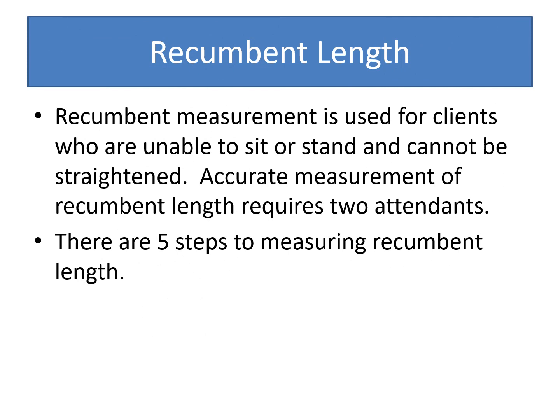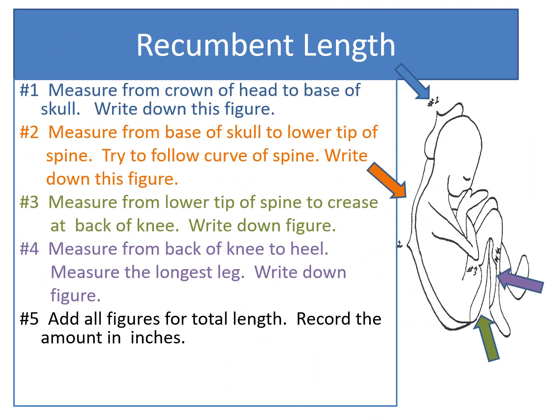Recumbent length. Recumbent measurement is used for individuals who are unable to sit or stand and cannot be straightened. Accurate measurement of recumbent length requires 2 attendants. There are 5 steps to measuring recumbent length. The first measure will be from the crown of the head to the base of the skull. Write down this measure.